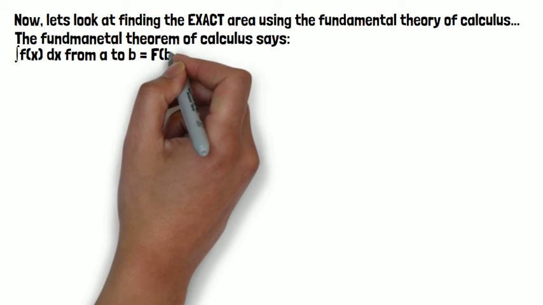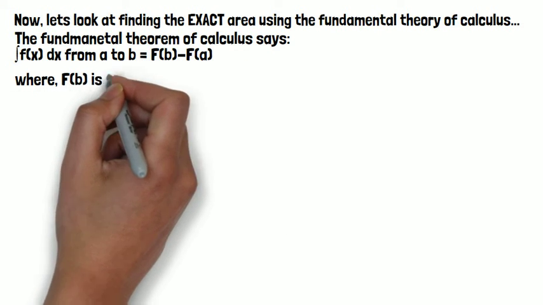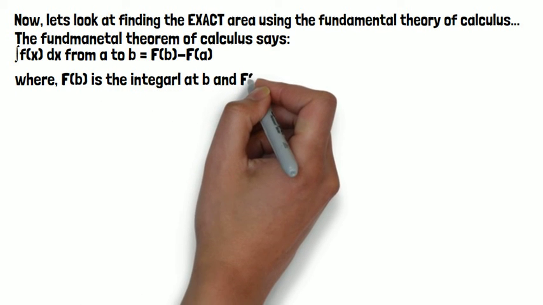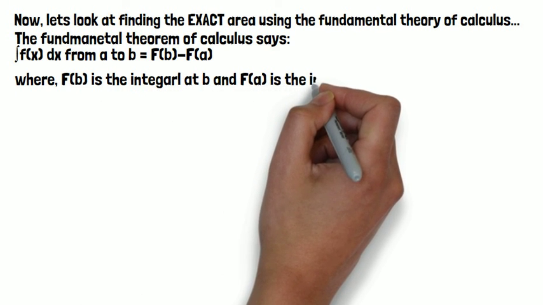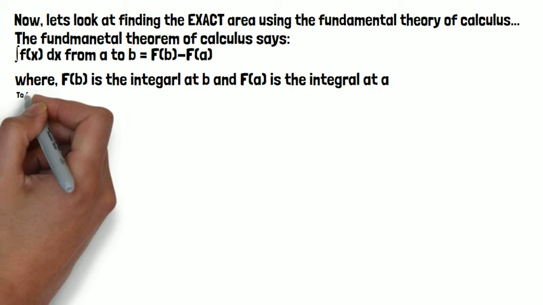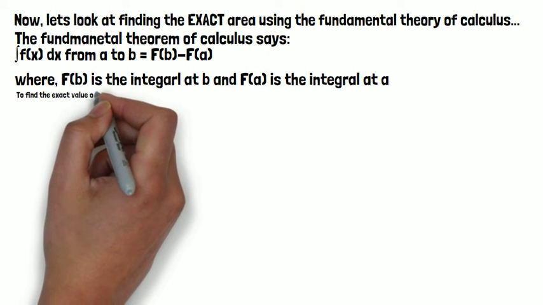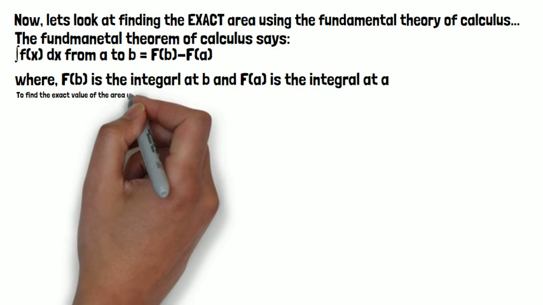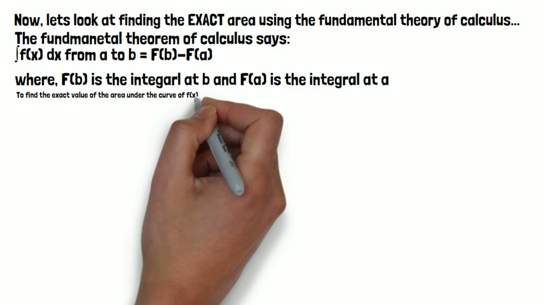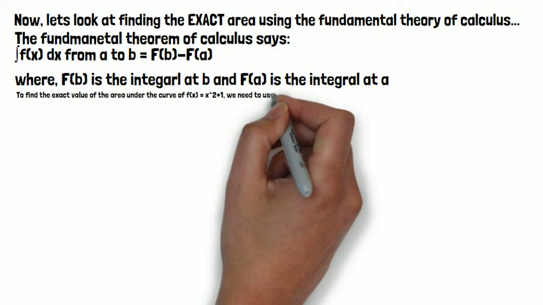The fundamental theorem of calculus says that the integral of f of x dx from a to b is equal to F of b minus F of a, where F of b is the antiderivative at b and F of a is the antiderivative at a. You obviously don't know how to find the integral yet. It's not as simple as with the derivative, of looking at the function and using certain rules to solve it. You have to think about it.